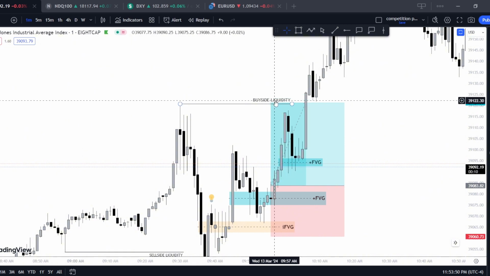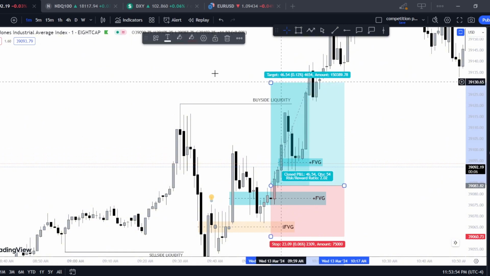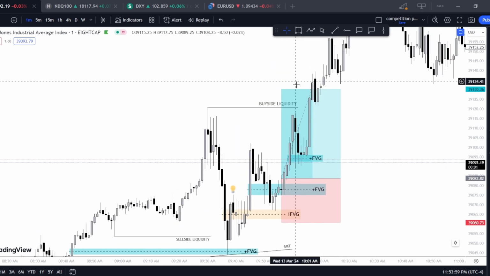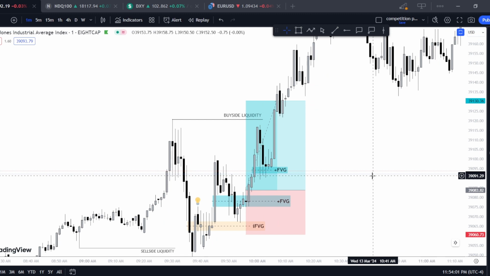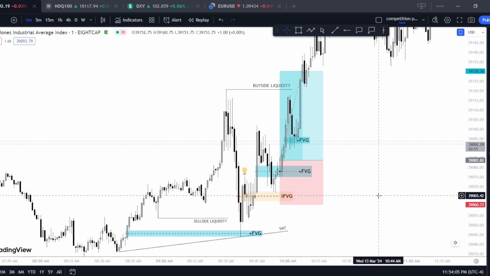So right there I took like 1 to 2 RR, and then I closed the trade right there. So that was the narrative behind the trade. That was the reason why I took the trade, the bias and everything.